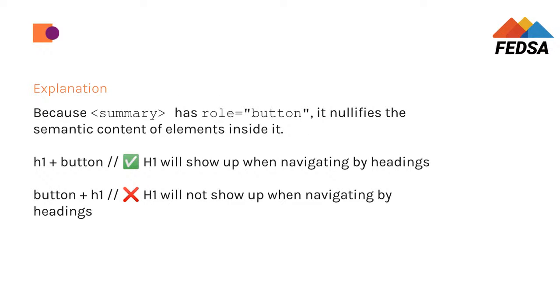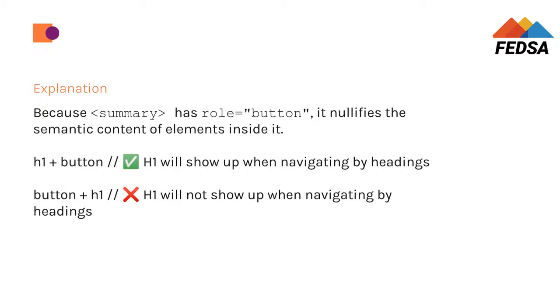Right. Why is this the case? Because summary actually has an ARIA landmark role of button attached to it via the browser. And if we look at the accessibility tree, we'll see that that role is actually ascribed to a button, which means it nullifies the semantic content of any elements inside it. So the way a button works is if you have something that has a role of button, and you add anything else inside that, all semantic content that might be attached to those elements is stripped.